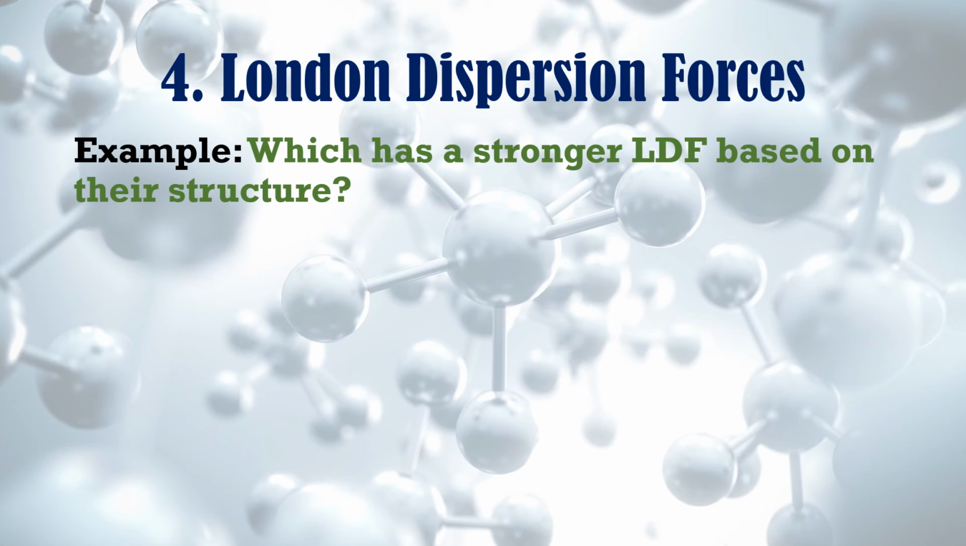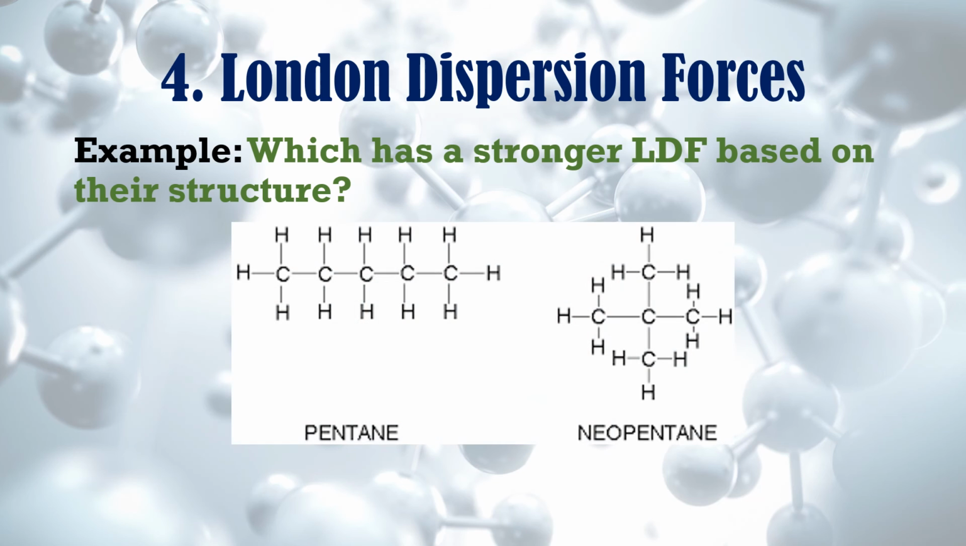Last one, which has a strong LDF based on structures. So we are now seeing in here the relationship of structures to LDF. So we have 2 different molecules in here. We have the pentane and the neopentane. So pentane, as you can see from the structure, is a straight chain structure, while the neopentane is a branched one. Their boiling point is, for the pentane, 36 degrees Celsius and neopentane is 9.5 degrees Celsius.